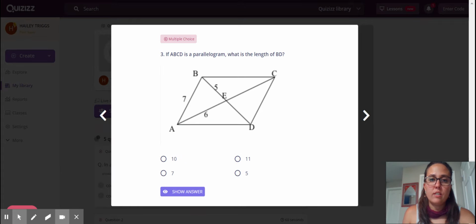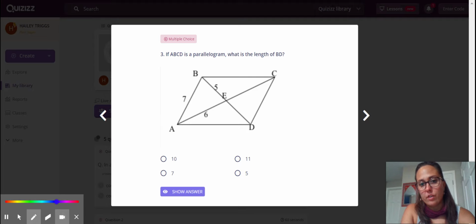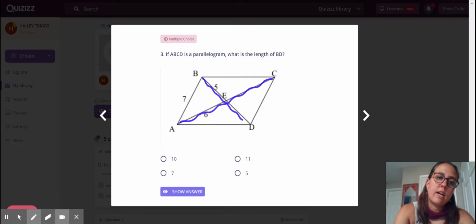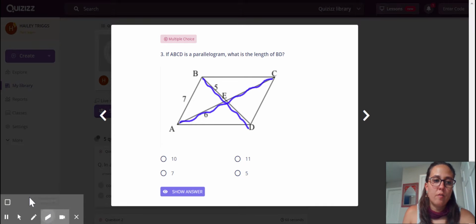If ABCD is a parallelogram, what is the length of BD? So parallelogram means opposite sides are congruent, opposite angles are congruent, and then the diagonals, this is a diagonal, and this is the other diagonal. They bisect each other, and bisect means to cut in half.